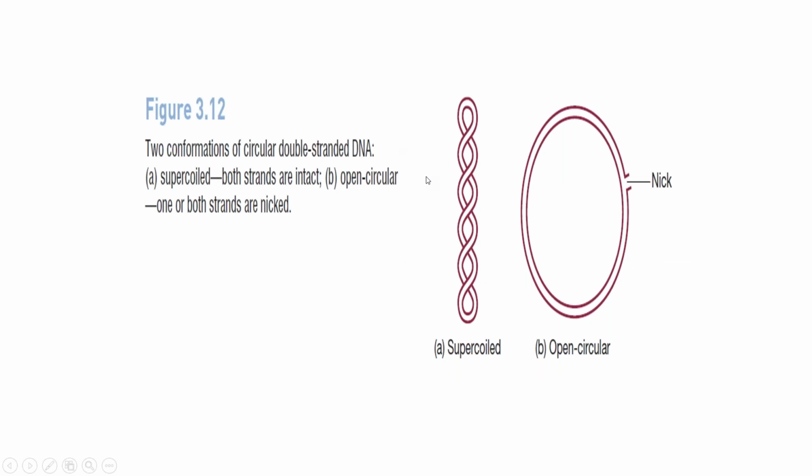This is nothing but the two conformations of plasmid DNA. You already know, the first one is supercoiled. You can see both plasmid strands are intact. There is no hole or broken strand. This is the supercoiled form, that is, in the supercoiled form, both strands are intact. Whereas this is the open supercoiled form. You can see a nick, a space in one of the strands. In the open supercoiled form, one or both strands are nicked. So that's about the conformation of plasmid DNA.